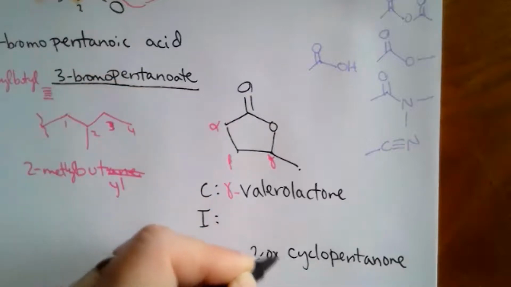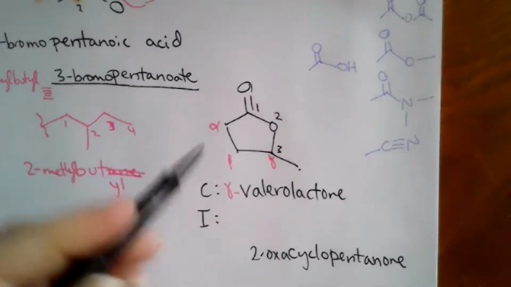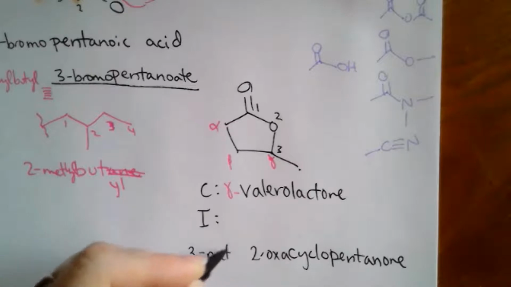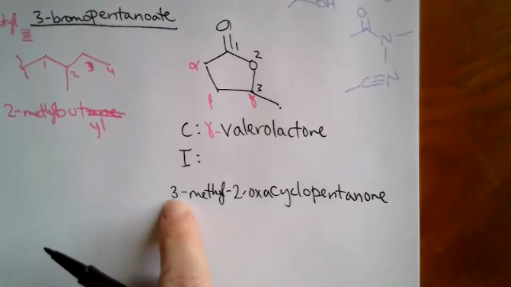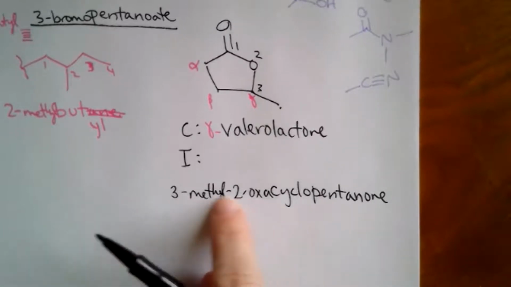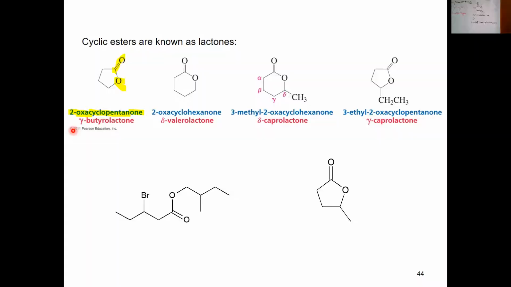It's a 2-oxa because all lactones are going to be 2-oxa. And then it's a 3-methyl. So this actually does not have any spaces. It's all jammed together, 3-methyl, 2-oxa, cyclopentanone with dashes in between these guys. Here's to hoping we got it right. 2-methylbutyl 3-bromopentanoate, ding ding. Gamma valerolactone, check check. 3-methyl-2-oxacyclopentanone.